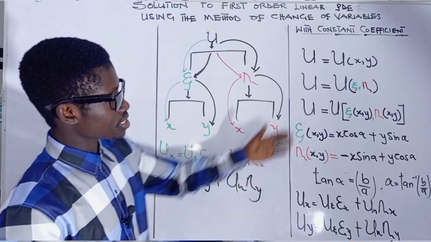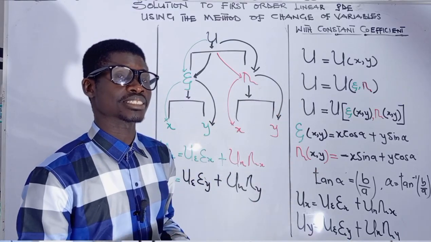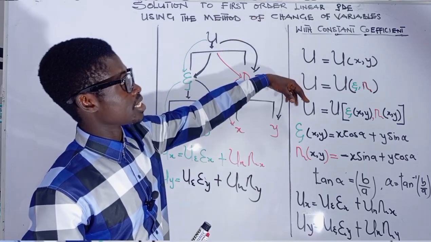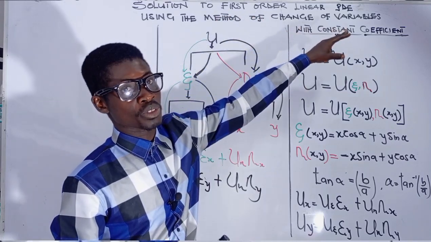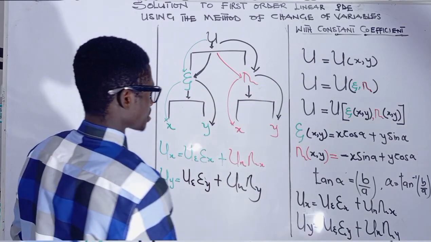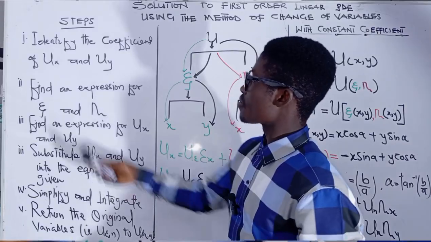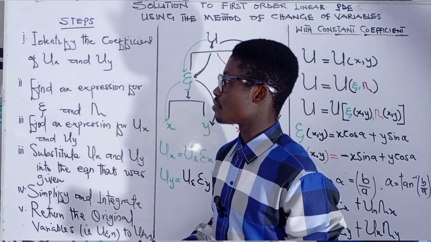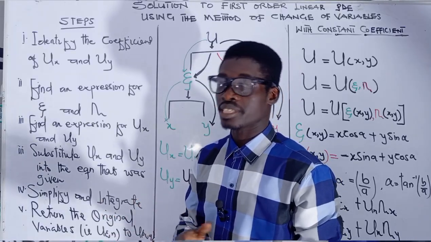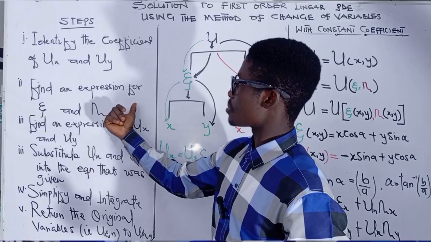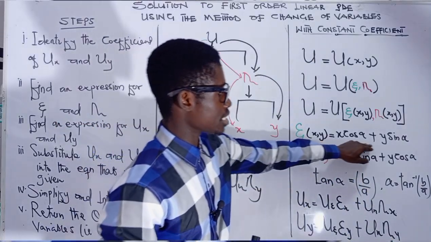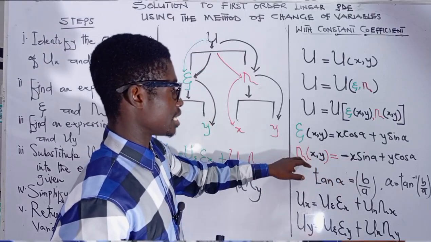Now that we know all of these important things, let's look at the steps that are going to help us. For a first order linear PDE using the method of change of variables, we are looking at constant coefficients. So let's look at the steps. First step says identify the coefficient of ux and then uy. And then I find an expression for xi and eta. In finding an expression for xi and eta, we are going to use this equation, and that's going to give us xi and eta.